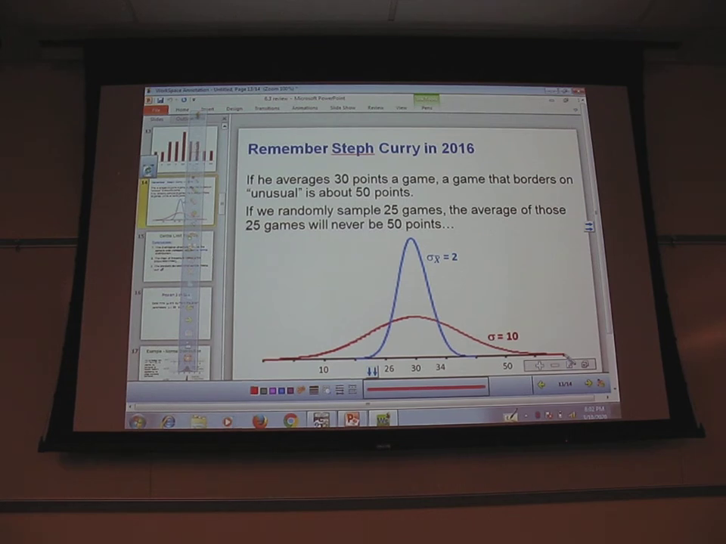If you average 30 points in a game, the game that borders on unusual is held to 50 points. If you randomly sample 25 games, the average of those 25 games will never be 50 points.